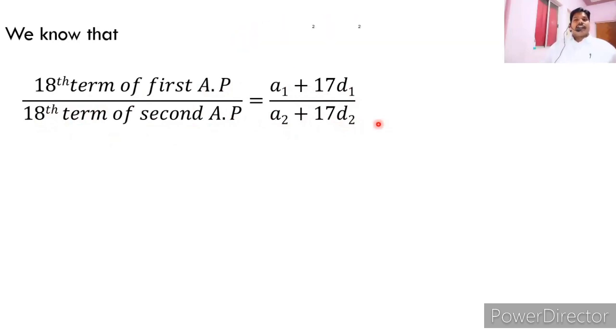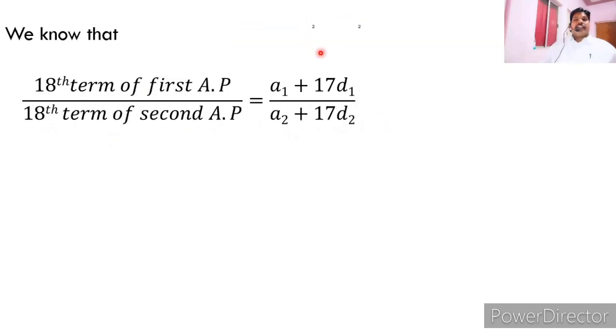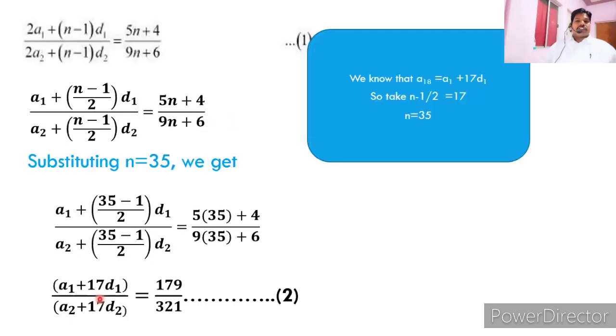So I will take that, why? Because I already know the formula. What is the formula? An is equal to a plus n minus 1 into d. I already know this value, so take this as equation number 3. What is equation number 2? Equation number 2 is a1 plus 17 into d1 by a2 plus 17 into d2 is 179 by 321. That is equation number 2.